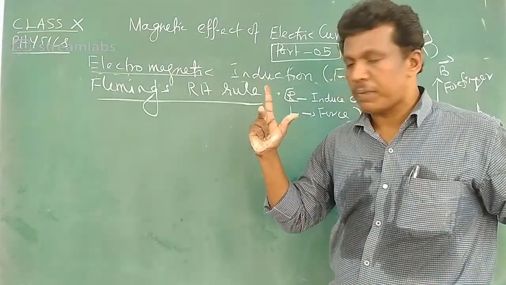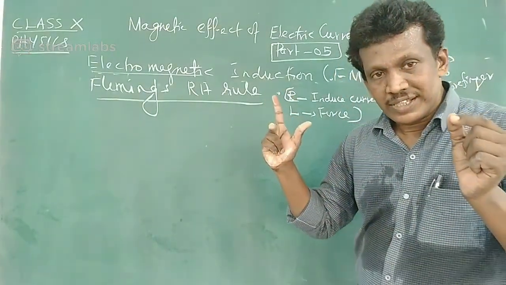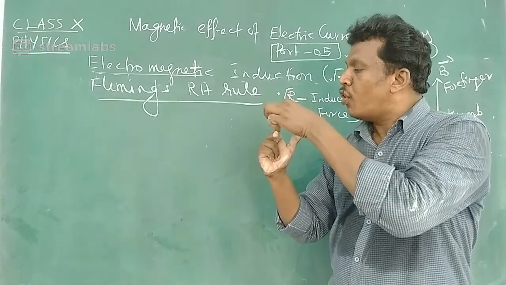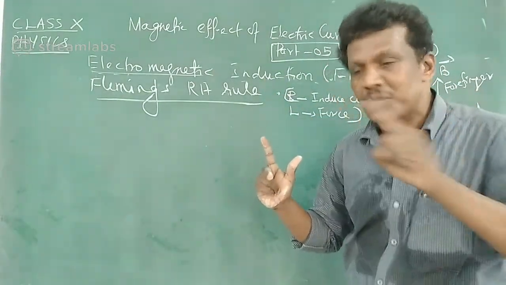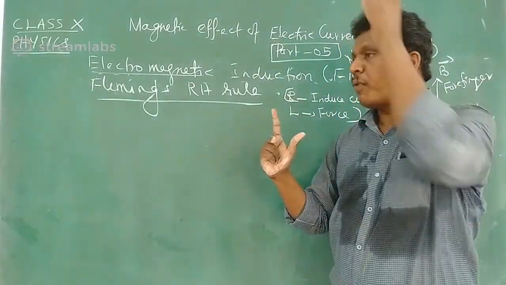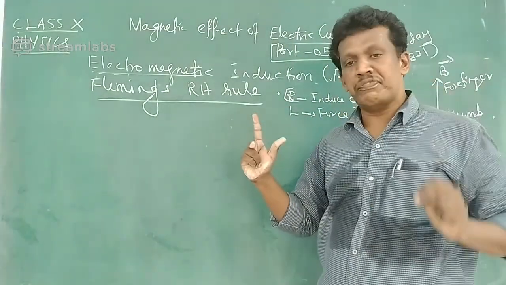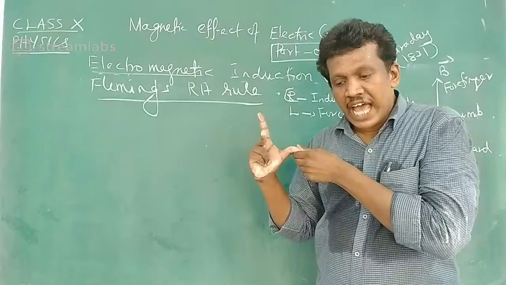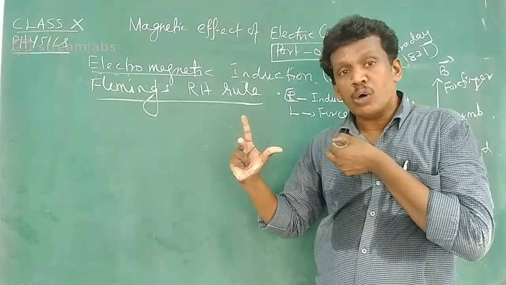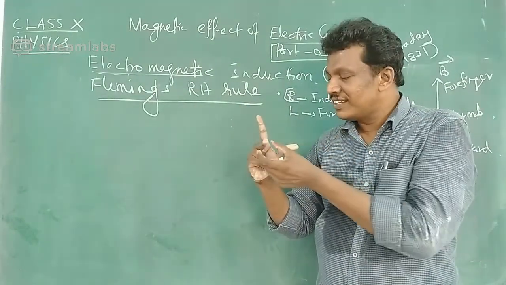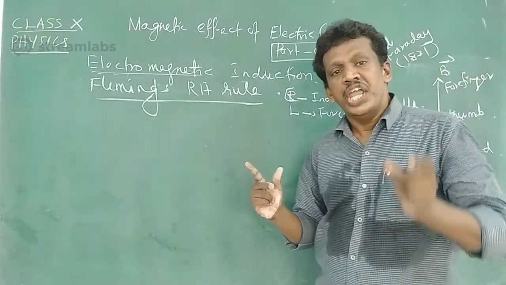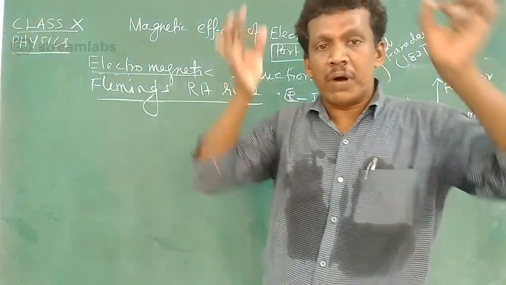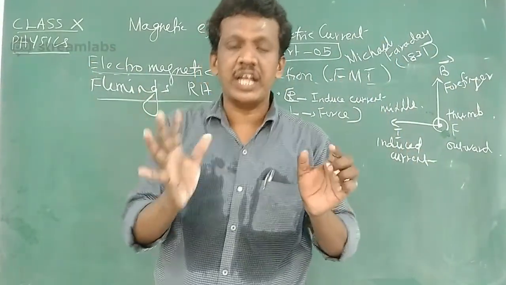90 degree. Mutually perpendicular. Second point: the forefinger, the index finger, points the direction of the magnetic field. The thumb gives the direction of force. Then the middle finger gives the direction of induced current. Very important, induced current. Don't write current, write induced current.